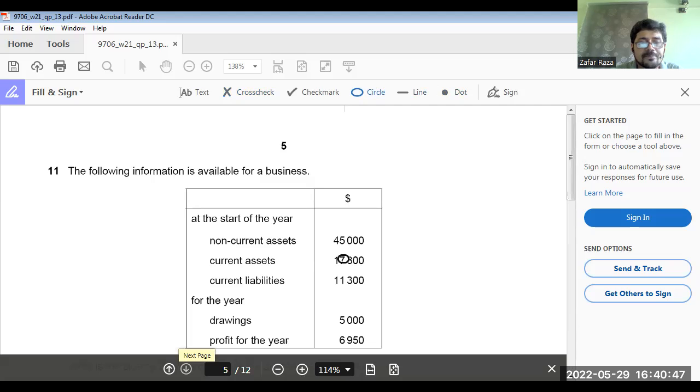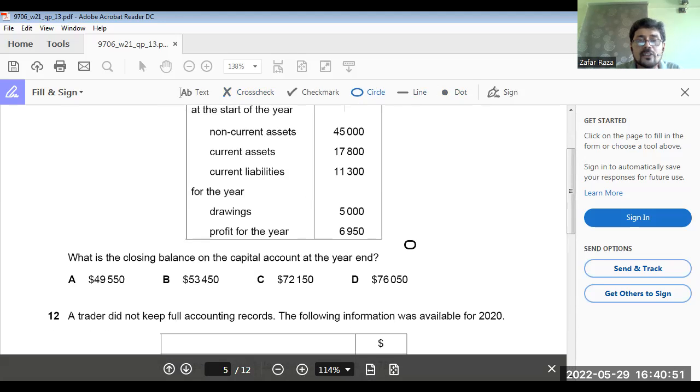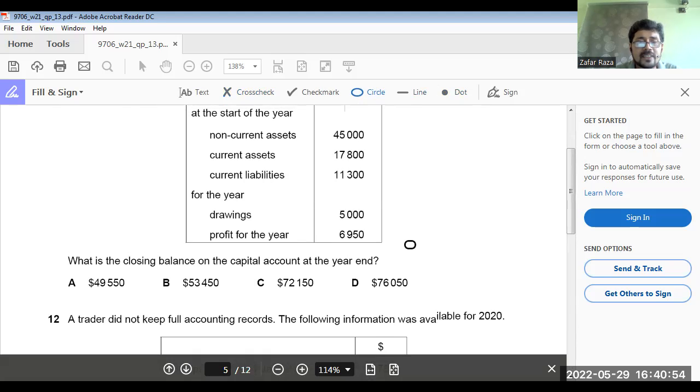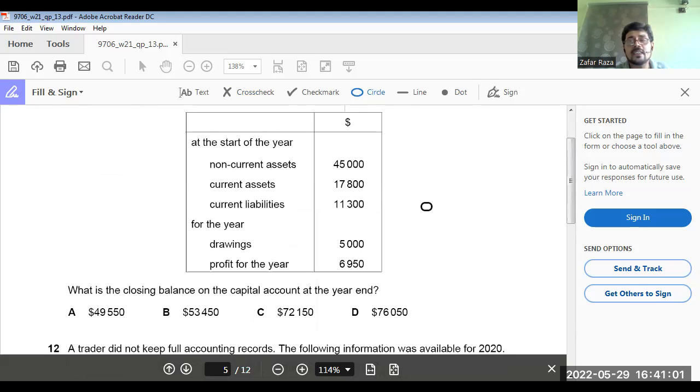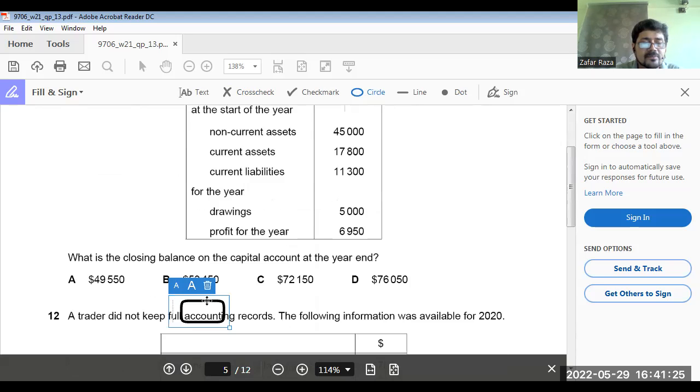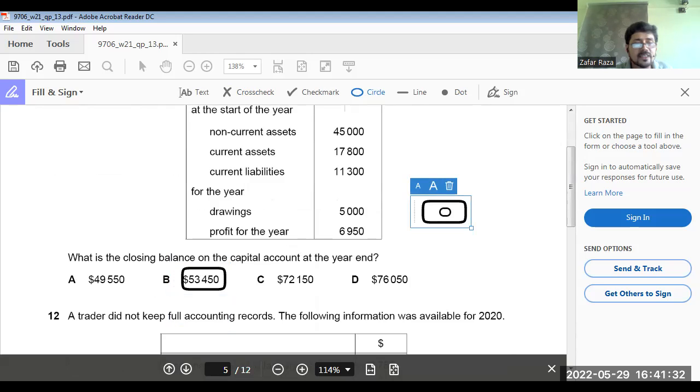Now come to question number 11. They've asked for the closing balance of the capital account. At the start of the year, we are given current assets, non-current assets, current liabilities, drawings and profit. So what we have to do, first we have to compute the capital at start. What was capital at start? 45,000 non-current assets plus 17,800 current assets minus current liabilities 11,300. Capital at start is 51,500 plus profit 6,950 minus drawings 5,000, 53,450. It means B option should be the answer. Okay, 53,450. Answer is B. Okay.